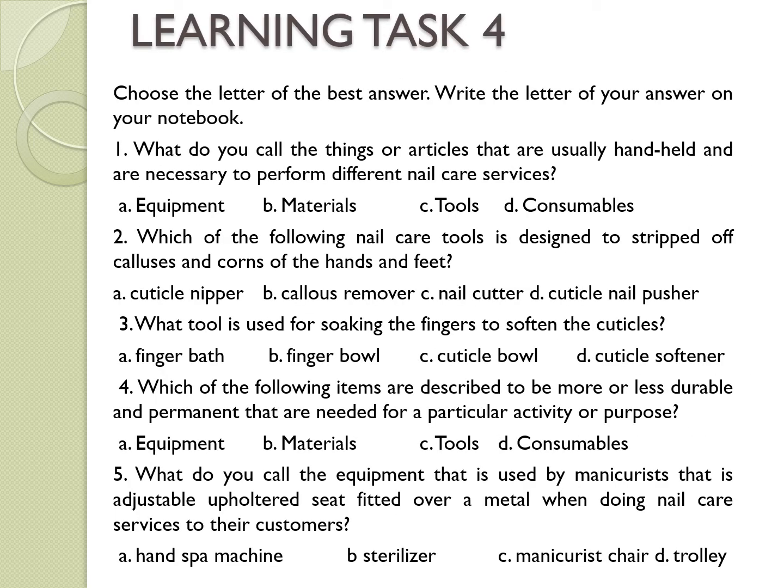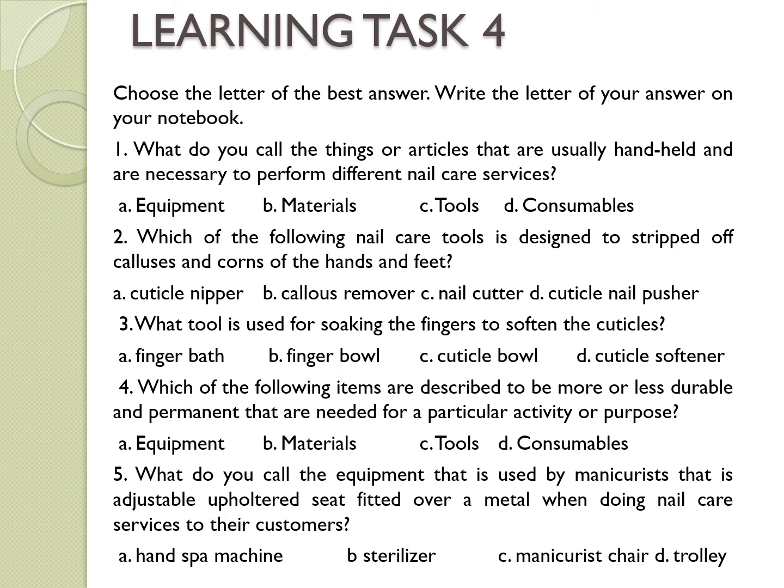And the 4th learning task, you should choose the letter of the best answer. Write the letter of your answer on your notebook or your paper. Number 1. What do you call the things or articles that are usually handheld and are necessary to perform different nail care services? A. Equipment, B. Materials, C. Tools, or D. Consumables?